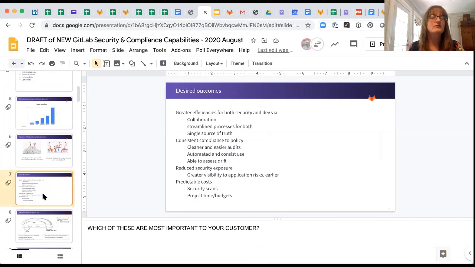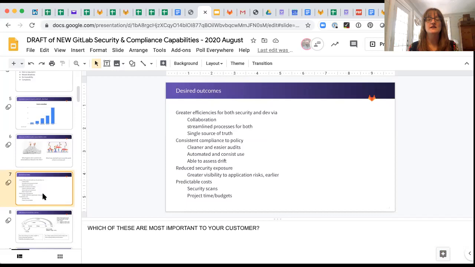Have them also articulate what their desired outcomes are. These are some that are common. Which of these are most important to your customer? Are they trying to do this for compliance reasons and audit reasons? You can do scanning for compliance purposes. Scanning is often a requirement of compliance. But is that what's driving them? Have they had an audit and maybe failed an audit, and they know they've got to do better?